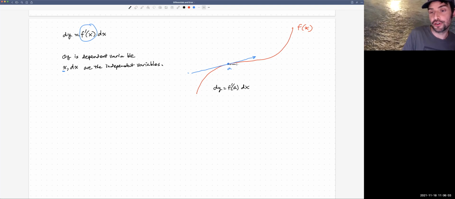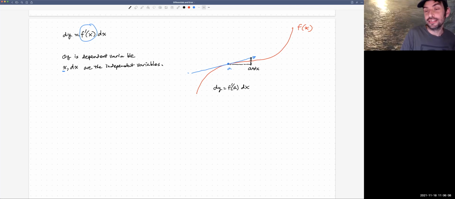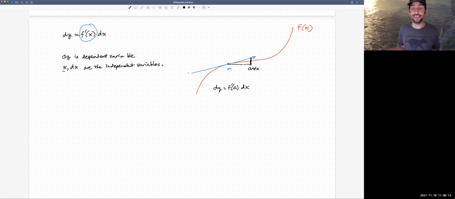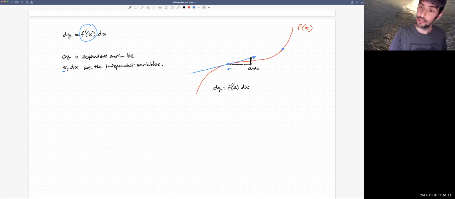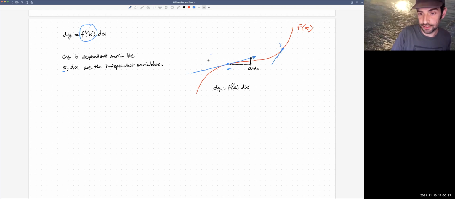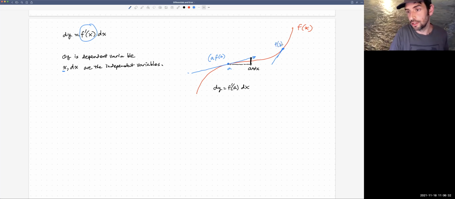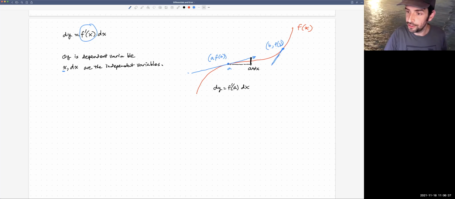So if I move over to a plus dx, dy is how high the line has gone now. It hasn't gone very much, right? There's a small change there. On the other hand, if I choose a point like B, let me be more careful: this is A, f of A. This is going to be B, f of B.